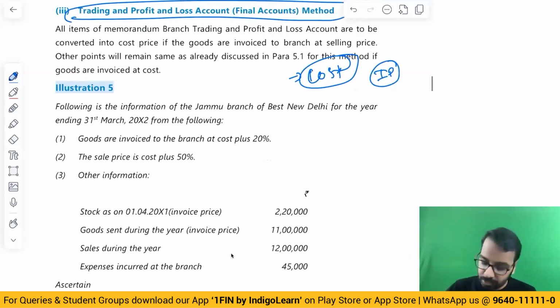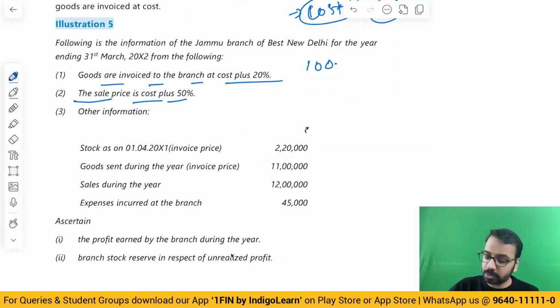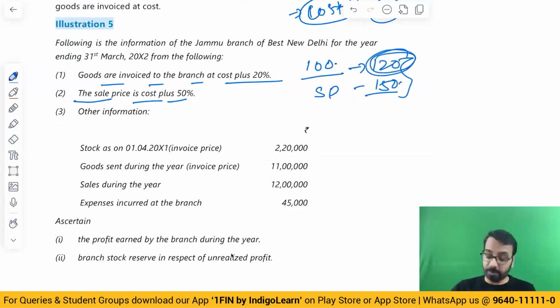Okay, now here in this particular question, it is more like a wholesale branch. Okay, it is not a direct P&L. Goods are invoiced to the branch at cost plus 20%. Sale price is cost plus 50%. So if it is 100 of cost, you will invoice it at 120, and selling price is 150. Okay, that is the scenario. So this acts as your wholesale price.